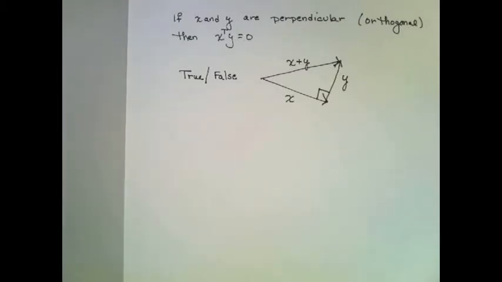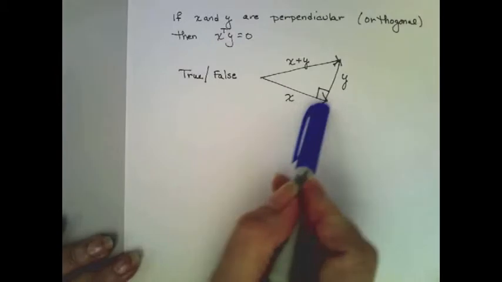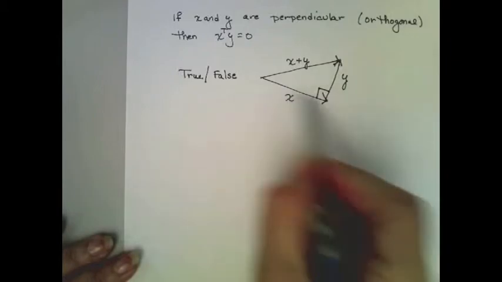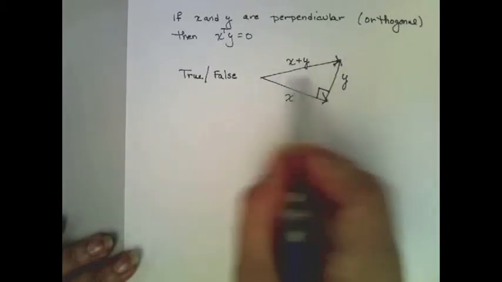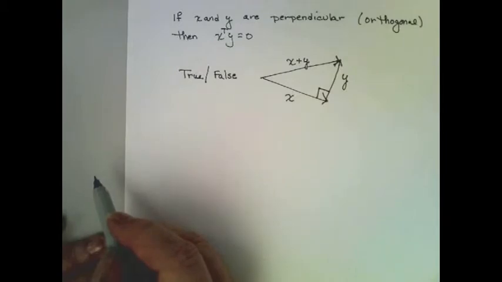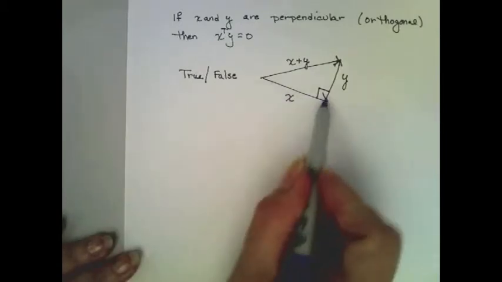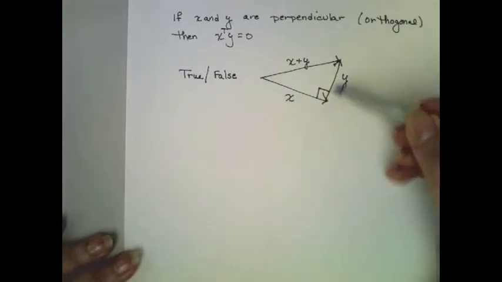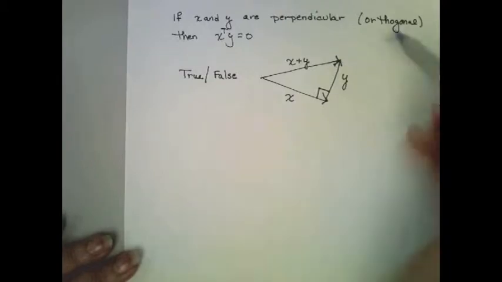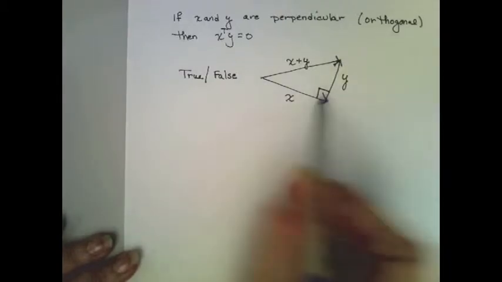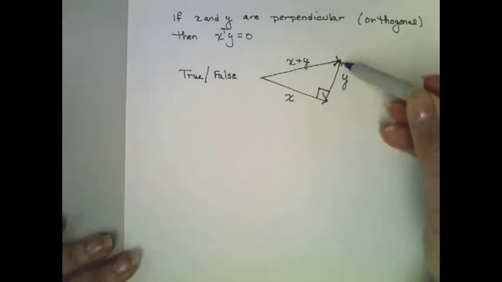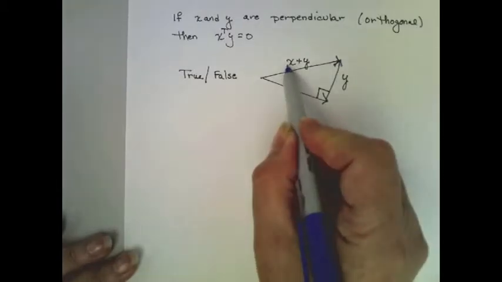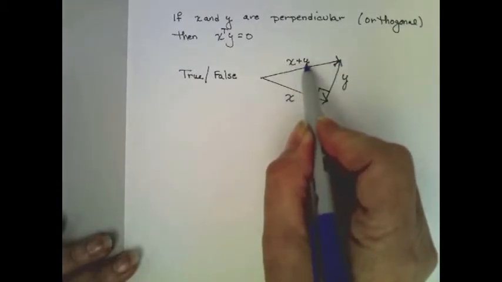Notice if they form a right angle, or they're perpendicular to one another, we actually can form the sum of these two vectors, or the resultant vector would be x plus y, and it forms a right triangle. We also know by Pythagorean theorem that the length of vector x squared plus the length of vector y squared would be the length of the hypotenuse of this right triangle, or the length of x plus y squared.